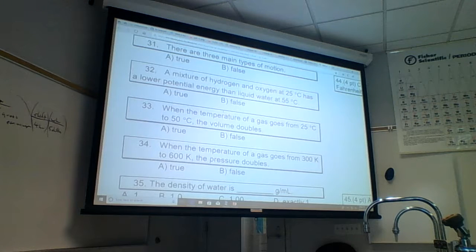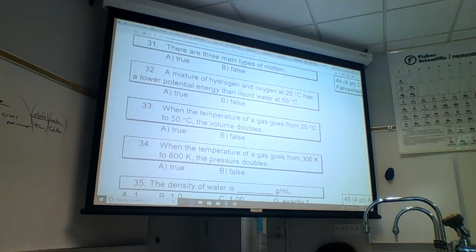I don't have enough time to go into it in detail. But let's say I have ice and I have water. So I have ice and water. This is at 0 degrees C. This is at 0 degrees C.